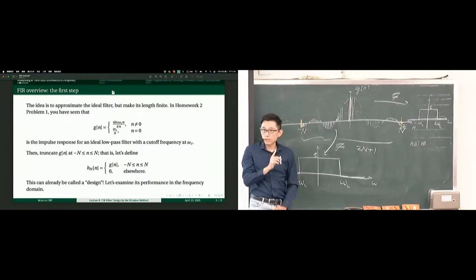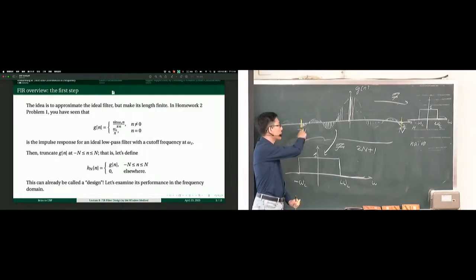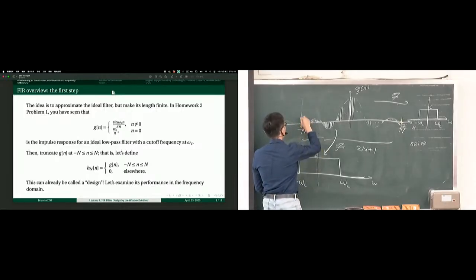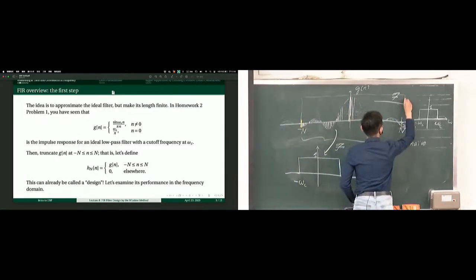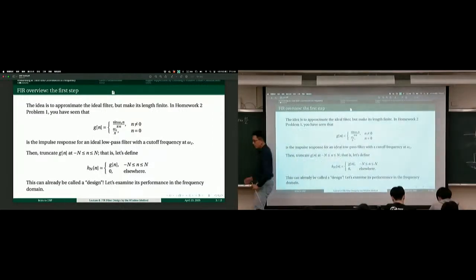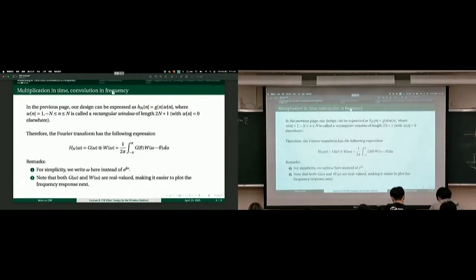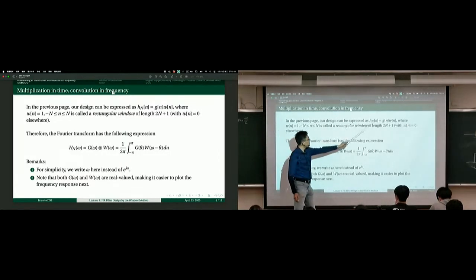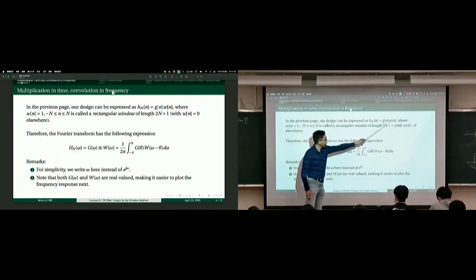Okay? So the number one concept we need to notice is that by truncation in time, equivalently, we are multiplying the ideal response with a rectangular window. What is that? We will explain in the next slide. It's actually multiplication in the time domain. So in the next slide, I argue that truncation can actually be thought of as multiplying the ideal response with a window function.